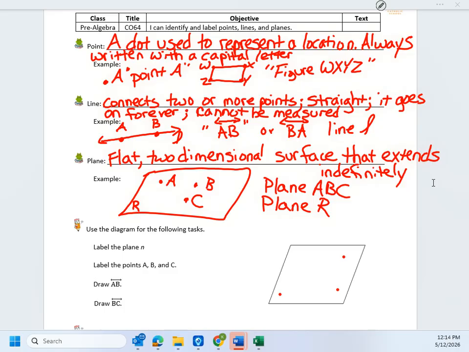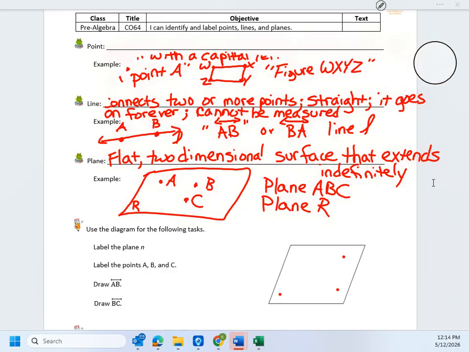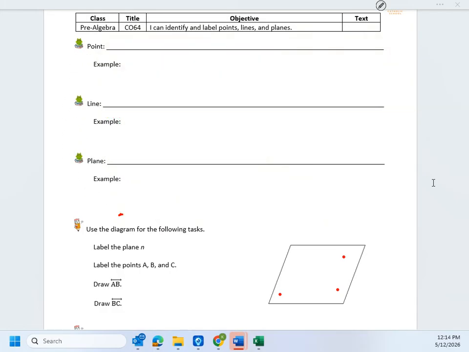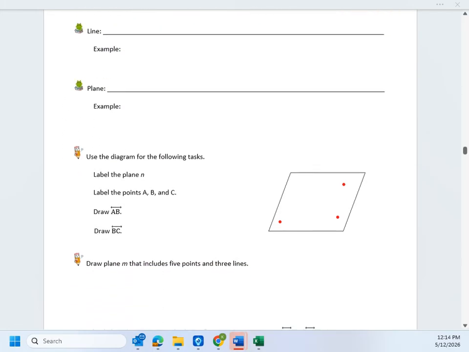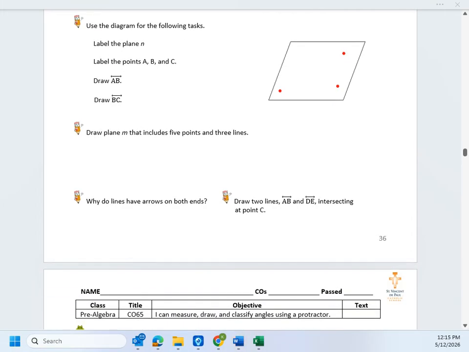Let's look at, I'm going to scroll up. And let's look at what we're going to work on now. It says, use the diagram for the following tasks. Label the plane N. So where do you think would be a good place to put that N? Elliot. Yeah. I like how you picked that top left corner because there's no points there. So that's an empty space. And it says label it that N, so you're going to use that lowercase n.